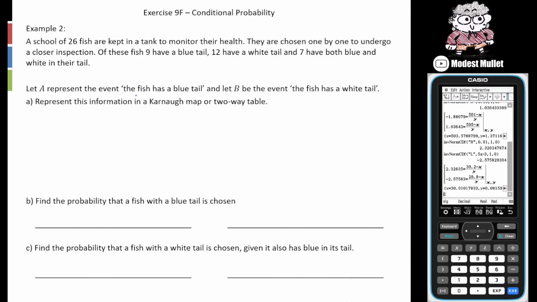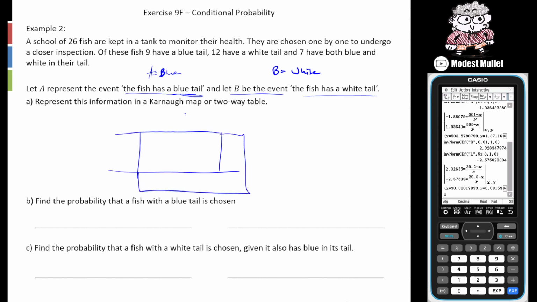So let A represent that the fish has a blue tail, so A is equal to blue, and let B be the event it has a white tail. So B, even though we've got blue over here, B is equal to white. Okay, so we need to make sure we represent this information in a Karnaugh map or a two-way table. So we're just doing a probability table. Okay, so we're going to go A and A dash, B and B dash.